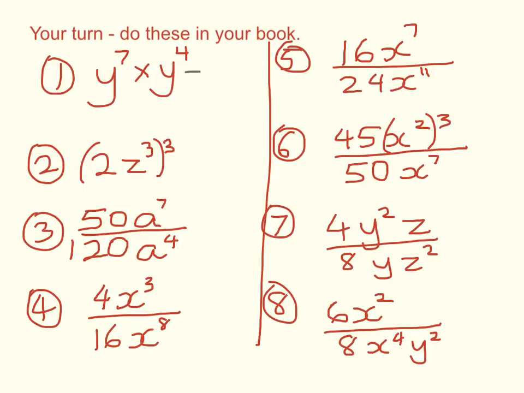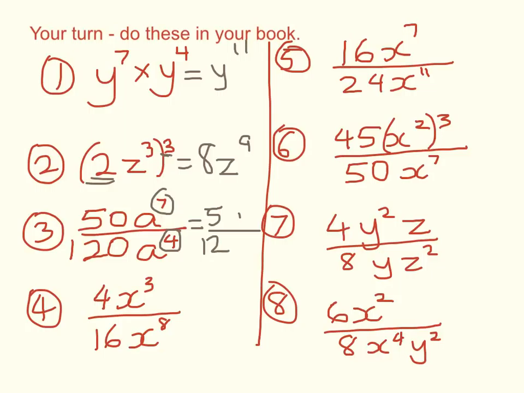Number 1, add the powers, y to the power of 11. Number 2, 2 to the power of 3 is 8, and z to the power of 3 3s is z to the power of 9. Number 3, deal with the numbers first. 50 over 120 is 5/12. I have a to the power of 7 over a to the power of 4, so I'm left with a cubed in the numerator.